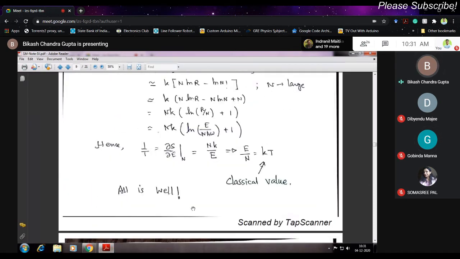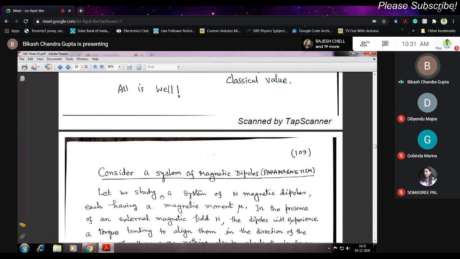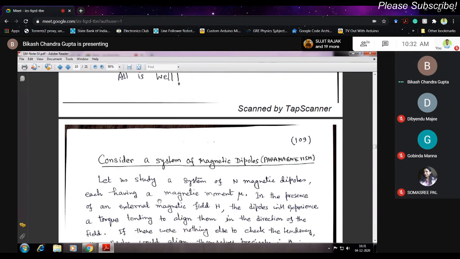Now, next, so far for this oscillator we have applied this canonical approach to the harmonic oscillators, and now we are moving to a different system, which is basically a magnetic system. And let us see what kind of results we obtain using this kind of statistical physics approach. Okay, so this is yet another application. Consider a system of magnetic dipoles. This is basically paramagnetism.